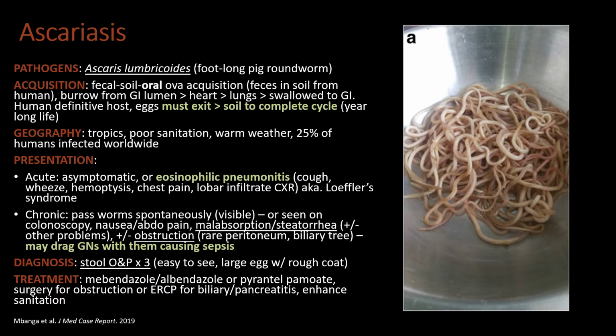Luckily, our stool O&P should be a great technique for spotting Ascaris since it has a large egg with a rough coat. Sometimes the worm can be directly spotted with a visual diagnosis in stool samples or even through colonoscopy. Treatment involves mebendazole administration, but remember to break the life cycle. We need to remove the risk factor of poor sanitation. We will mostly see this infection in North America in recent immigrants from high-risk developing countries.